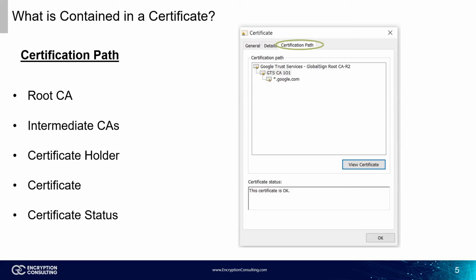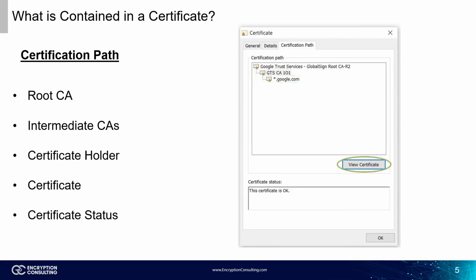The certification path displays the status of all the certificates from this certificate up to the root CA certificate, and tells you whether they are okay or not. This creates that chain of trust discussed in a previous video. At the top of the certification path is the root CA certificate. Between the root CA and our certificate is all the intermediary CAs in between. As you can see for our example, we only have one intermediary CA, our issuing CA. Finally, at the very bottom of the certification path is our certificate.